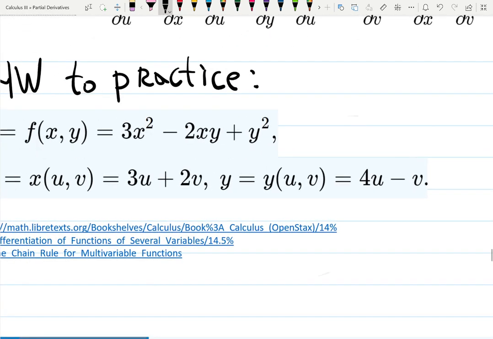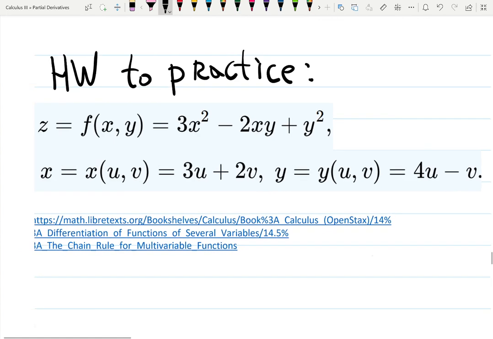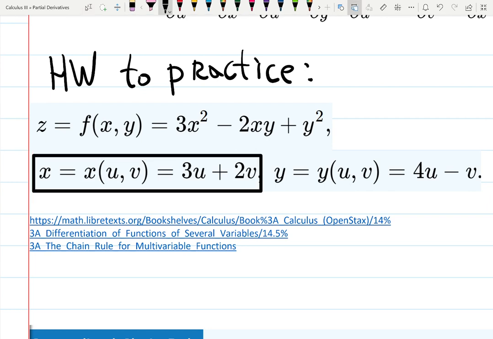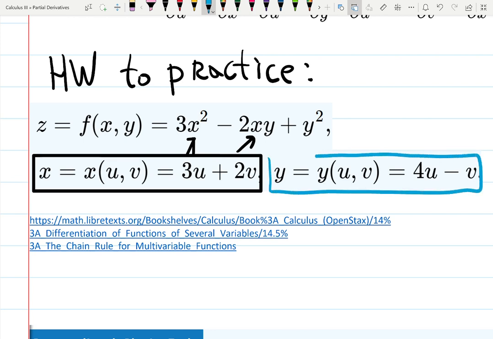So again, what is the confusion here? You don't have to write this down. 3x squared minus 2xy plus y squared, but x, look at that, how cool is that? X is a function 3u plus 2v, how cool is that? And then y is a function 4u minus v, how cool is that?